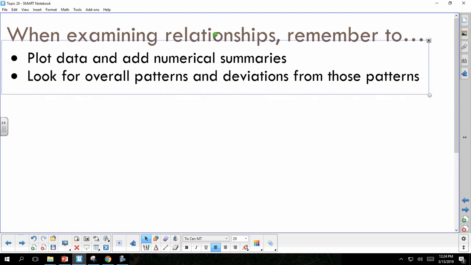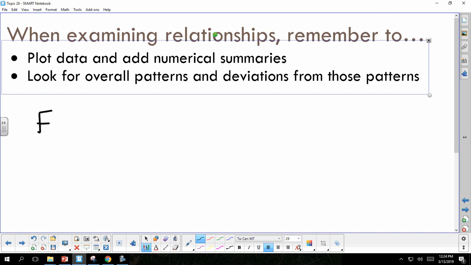So we're always going to plot the data and add numerical summaries. The plot for bivariate quantitative data is actually a scatter plot. We're going to look at how to construct those today. So we're going to look for overall patterns and deviations from those patterns. But the main purpose of the entire lesson today is to identify three things when we're looking at scatter plots.